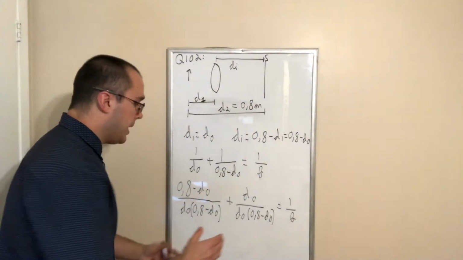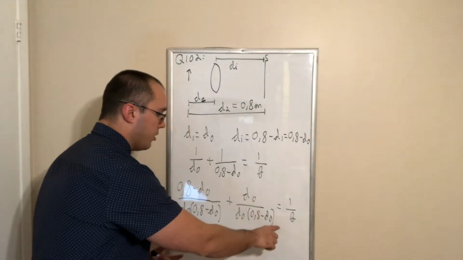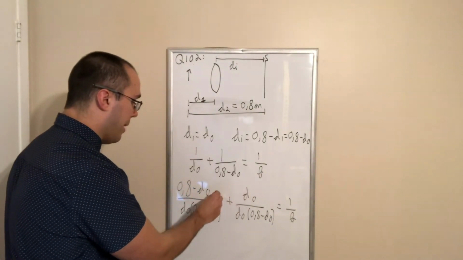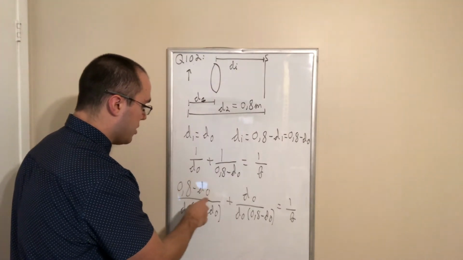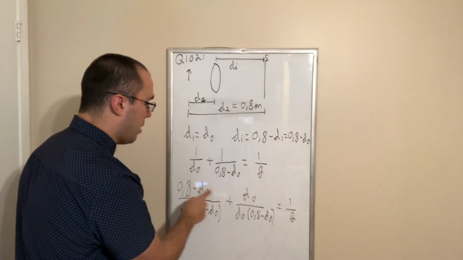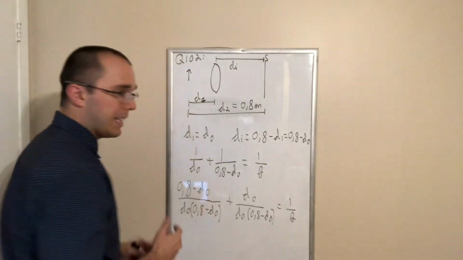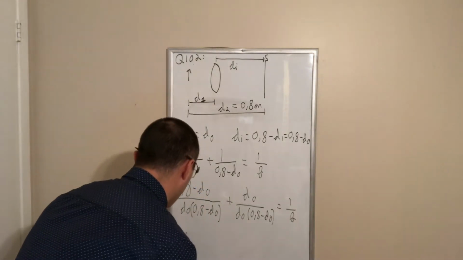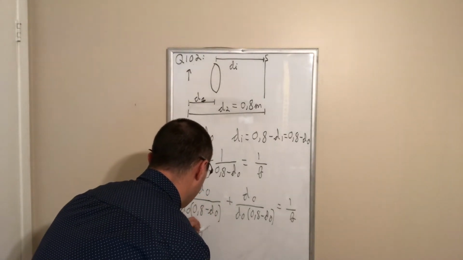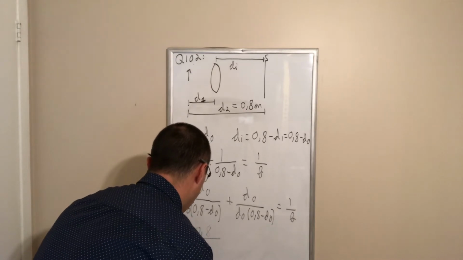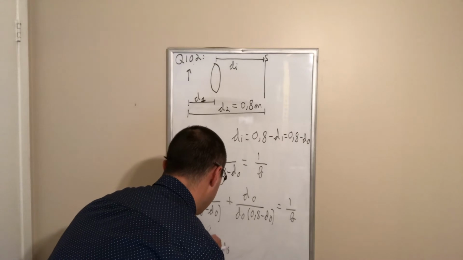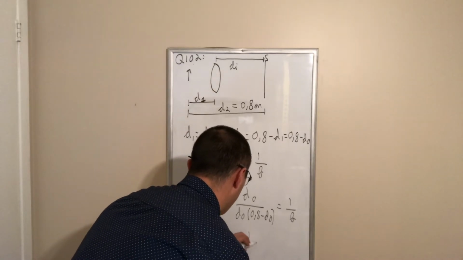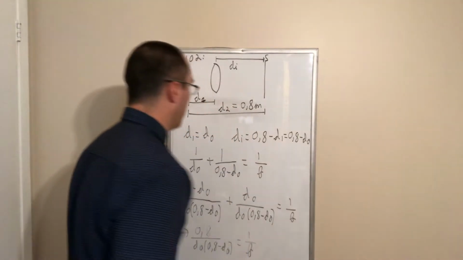Now note, because these two terms are not on the same denominator, we can combine them. So we get 0.8 minus the distance of the object plus the distance of the object. These two terms will cancel out. So we get 0.8 divided by do times 0.8 minus do, and this is equal to 1 divided by the focal length.